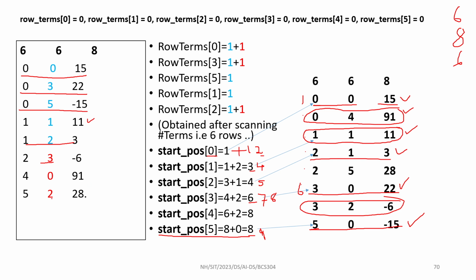Last one, starting position of 2 is 5. In the fifth place you put the value. In the fifth place, 1 2 3 4 5, you put the value. That means I can complete this in 8 iterations.